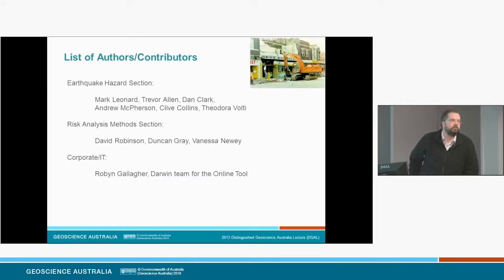While I'm the person up here talking and delivering all this work, I should emphasise from the very beginning that I'm just the section leader. I don't do most of the work. Most of the work is done by the people on this screen, particularly people from my section, the Earthquake Hazard section, like Mark Leonard, Trevor Allen, Dan Clark, Andrew McPherson, and so on, and also from the Risk Analysis Methods section. And I should also acknowledge the work done by corporate and IT to get all the IT systems up and working, which allowed us to do this map.